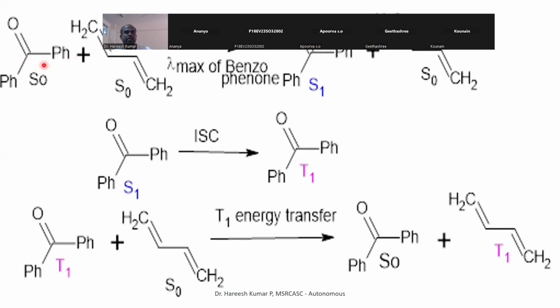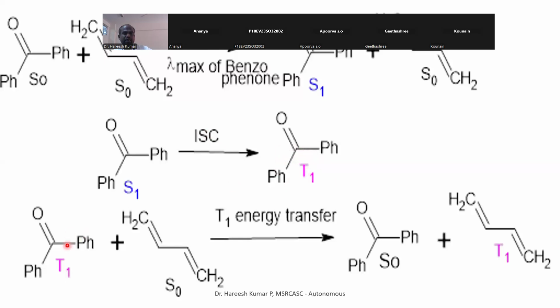Here it is in the ground state, and the acceptor, butadiene, is also in the ground state. When it is irradiated, the carbonyl compound gets converted into the singlet state, whereas the butadiene is still in the ground state. Then the carbonyl compound undergoes intersystem crossing and is converted into the triplet one.